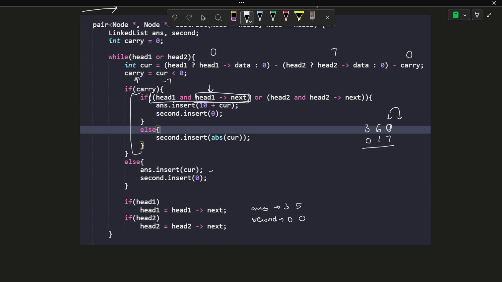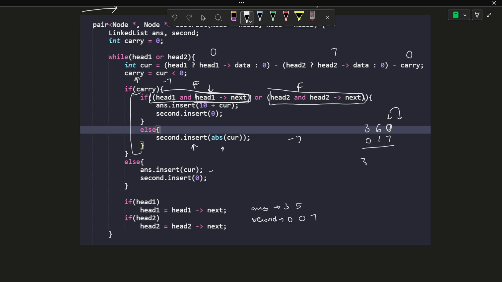So this whole part became false. Similarly, this particular part will also become false because there is no head 2 next. So basically that means we are going to enter this particular part, right? What is the value of current? Minus 7. What is going to be its absolute value? 7. So we only insert a 7 here, right?